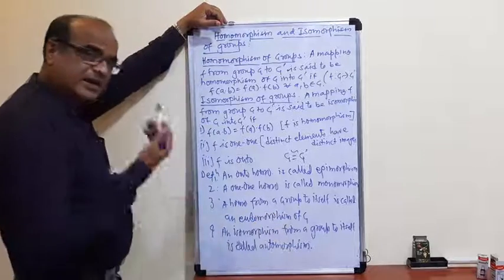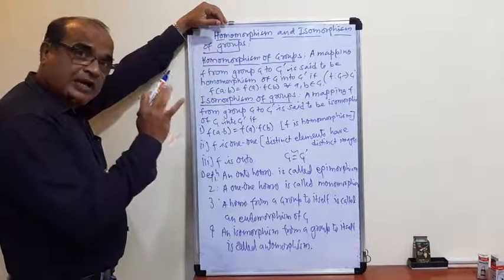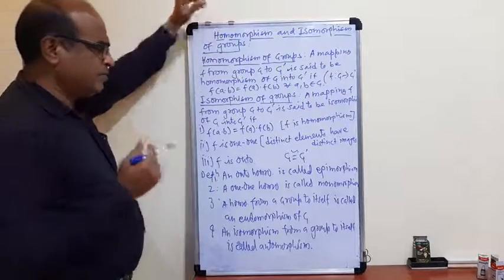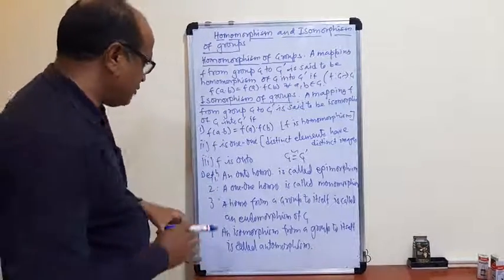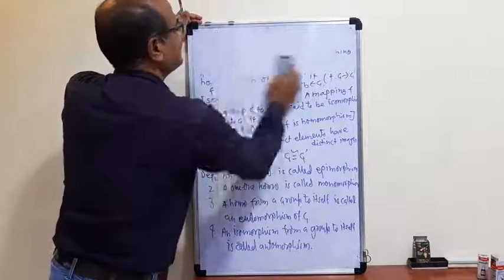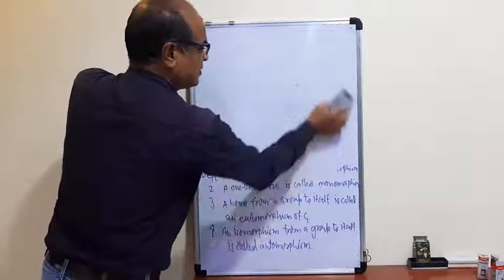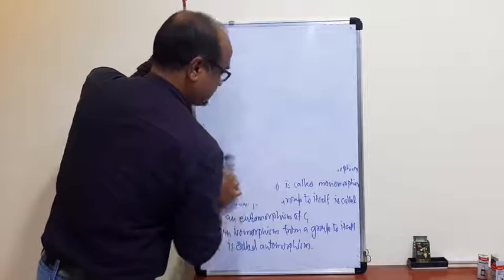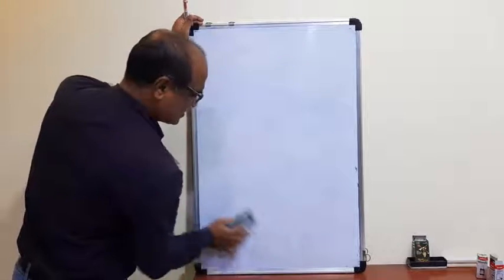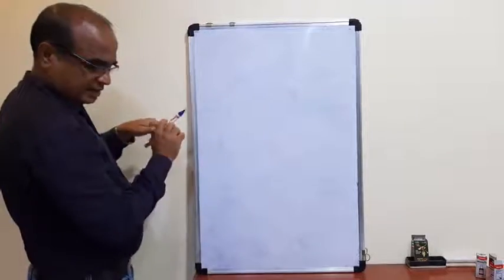So we have homomorphism and isomorphism, then epimorphism, monomorphism, endomorphism, automorphism. So we take an example.